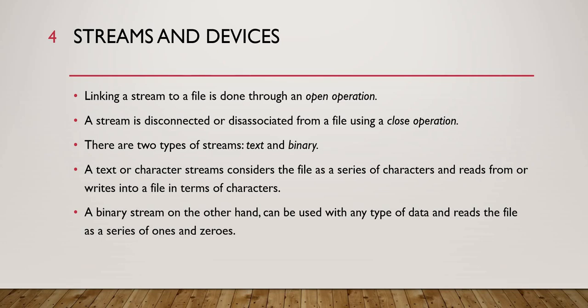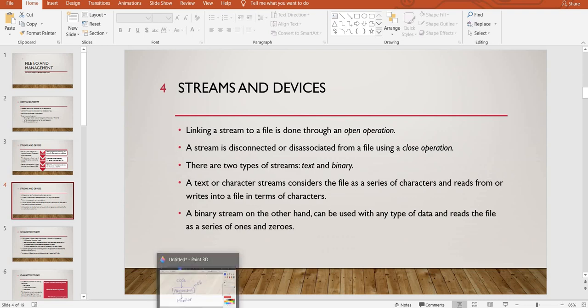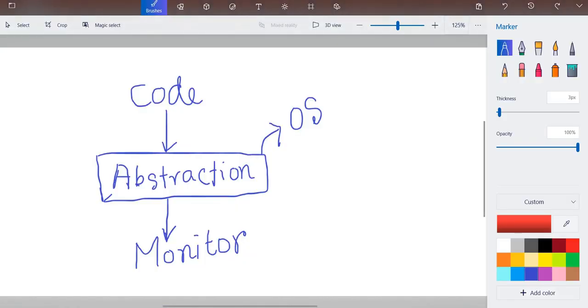A binary stream, on the other hand, can be used with any type of data. It can read the file as a series of ones and zeros. And if you remember, machines always communicate with zeros and ones, and the data is also stored as zeros and ones. So if you can read or write using binary, you can basically read any file or write into any file. Let's just see how the open and close operations work.